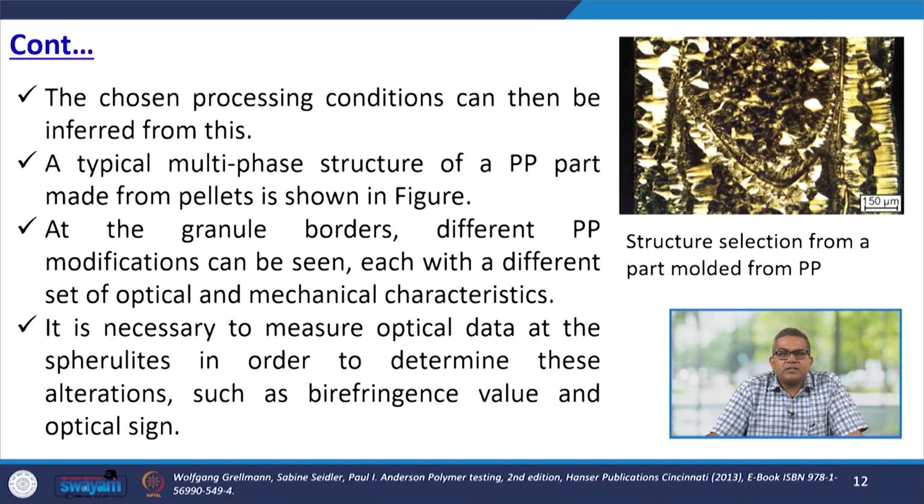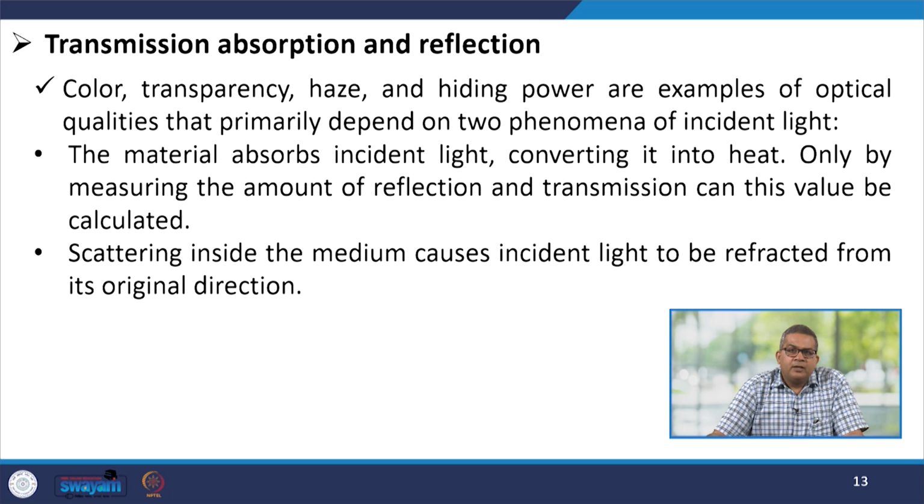A typical multi-phase structure of a polypropylene part made from pellets is shown in this particular figure. At the granule borders, different polypropylene modifications can be seen, each with a different set of optical and mechanical characteristics. It is necessary to measure the optical data at the spherulites in order to determine these alterations, such as birefringence values and optical signs. Let's talk about transmission, absorption and reflection.